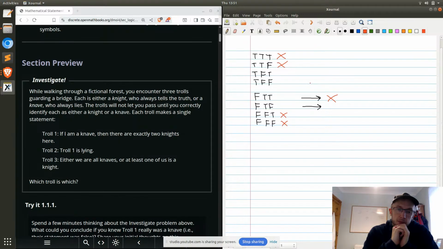Troll 3 is making the simple statement that either they're all liars, or at least one of them is telling the truth, which is always true. That's always true, and therefore it must have T in this position. He can't be lying about that. He can't be a liar, and therefore that excludes that one and that one. And so I think that this is the case.